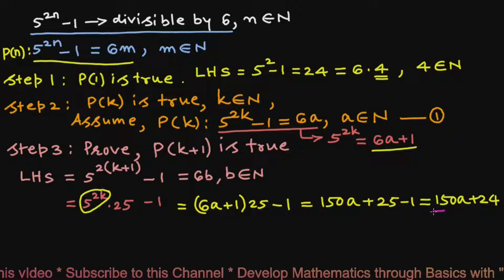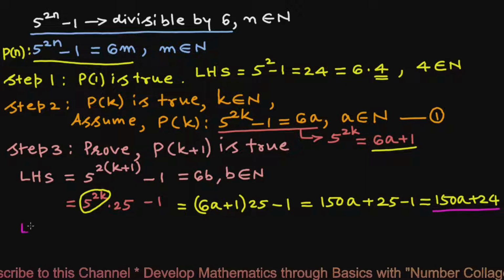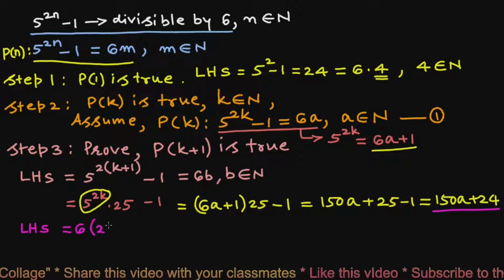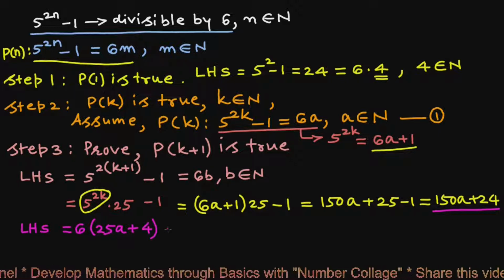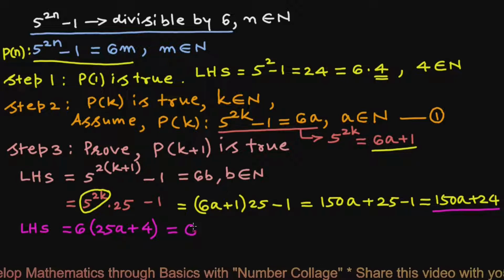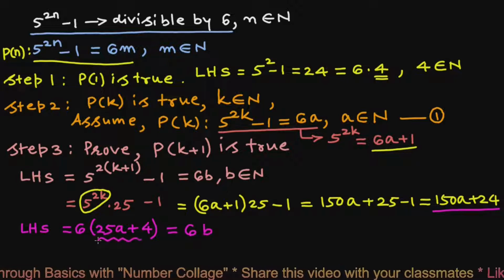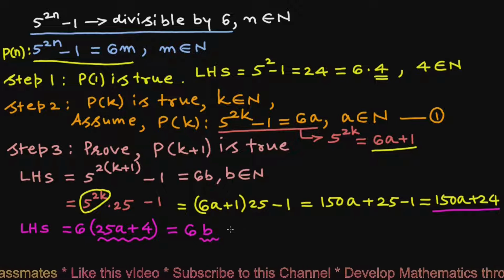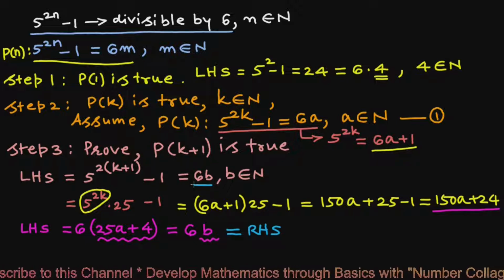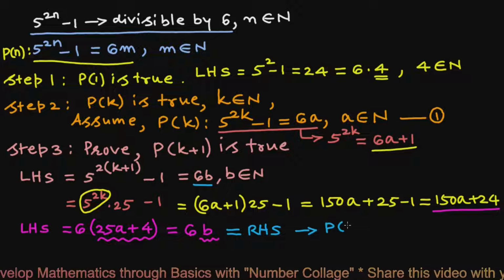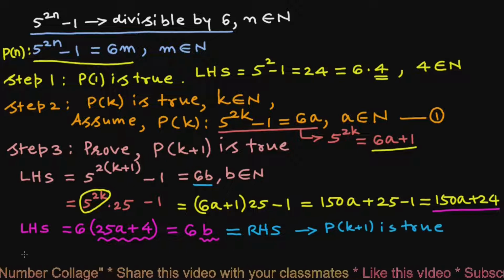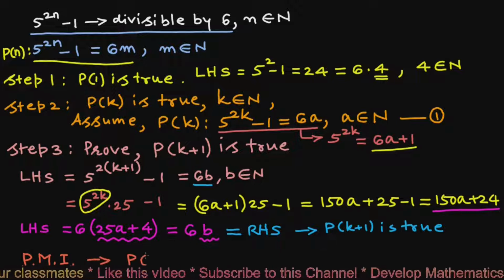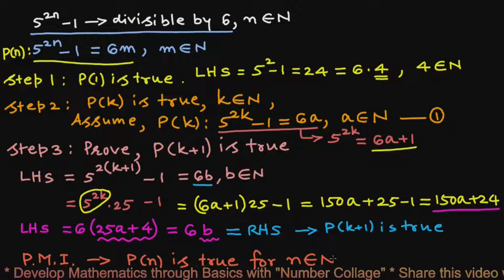We can take 6 common from this and write LHS equals 6 multiplied by 25a plus 4, which is nothing but 6b, where 25a plus 4 is some natural number b, which is same as right hand side 6b here. So that proves Pk plus 1 is true. Now by the principle of mathematical induction, we conclude that Pn is true for all natural numbers n.